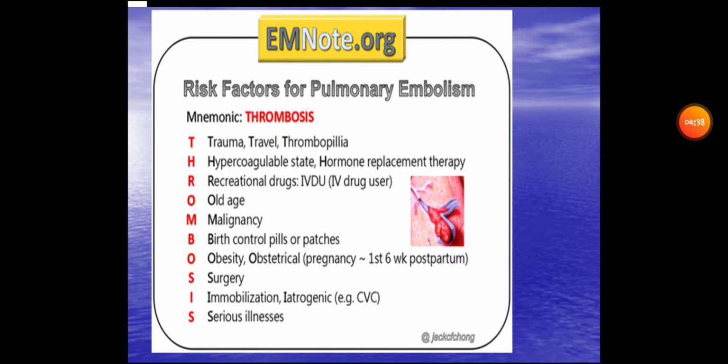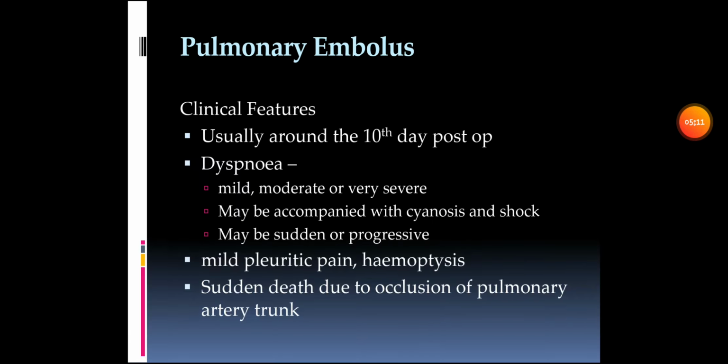What are the risk factors for pulmonary embolism? This has a mnemonic called THROMBOSIS. T: trauma, travel, thrombophilia. H: hypercoagulable state, hormone replacement therapy. R: recreational drugs, IV drug use. O: old age, then malignancy. B: birth control pills or patches, or obesity. O: obstetrical causes such as pregnancy, up to the first 6 weeks postpartum. S: surgery, immobilization, iatrogenic, and serious illnesses.